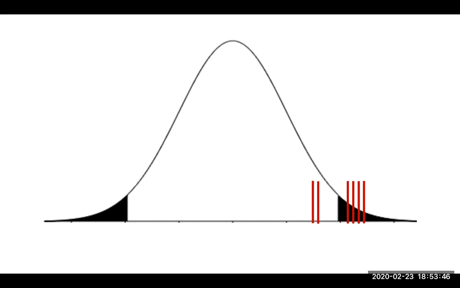So what we're going to do is take the mean of all these red bars and see where the mean falls. If the mean falls in the rejection region, then we'll reject the null. If it doesn't fall in the rejection region, then we won't reject the null. We'll fail to reject the null.